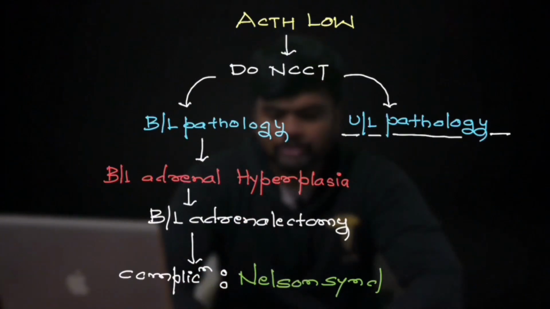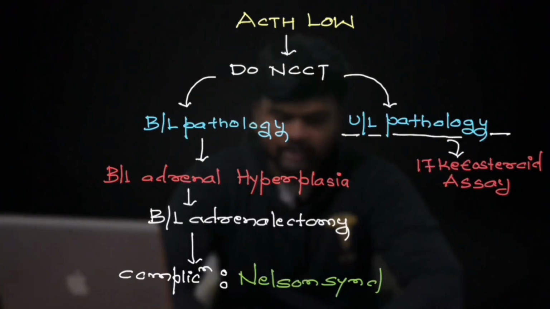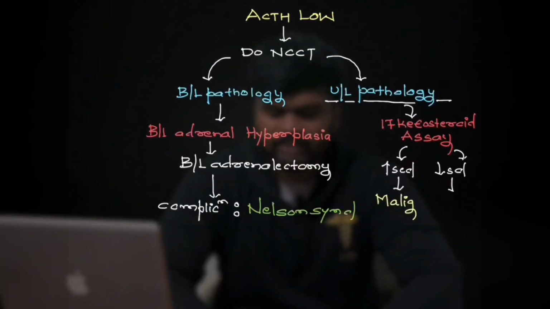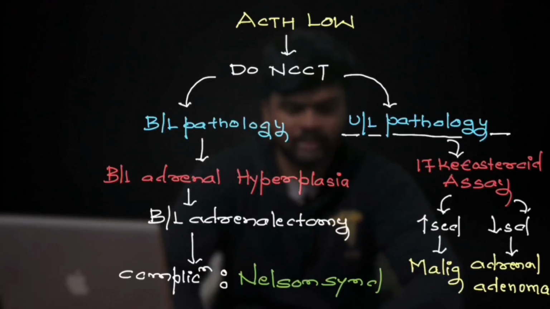Now, unilateral pathology. Whenever there is unilateral pathology, we will do 17 ketosteroid assay. It may be increased or decreased. If it is increased, it is malignancy. If it is decreased, it is adrenal adenoma. So we have come to the end of the lecture. Let's wind it up with the treatment of Cushing's.